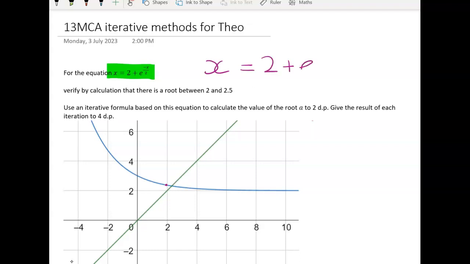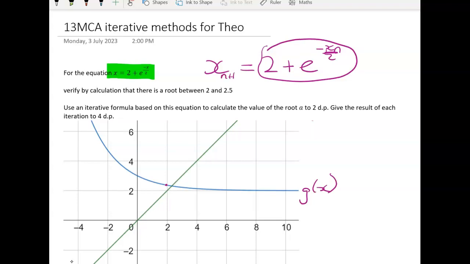But in this case, it's already got x the subject. So this is a really easy example of how to do this method. We're going to take an initial value of x, and we're going to call that xn. And we're going to put it into g of x, and see what number we get out, and that's going to become my next value of x.